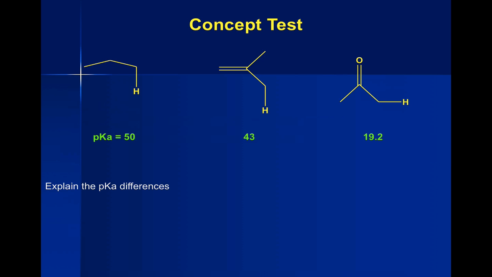So real quick, I want you to explain the pKa differences of those molecules with the indicated hydrogen. The indicated hydrogen is the one that you're going to remove to draw the conjugate base. So the first thing you've got to do is draw the conjugate bases for each of those molecules, and I want you to explain the differences in the pKa.